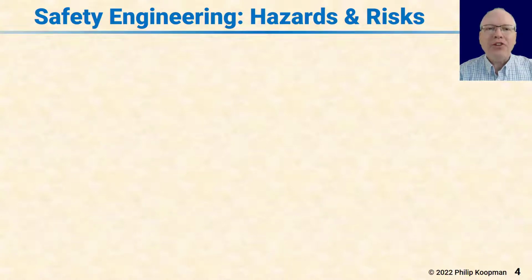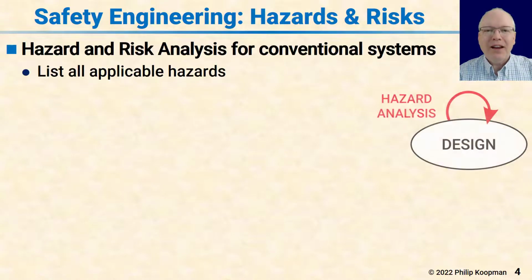Let's start by looking at traditional safety engineering. The heart and soul of safety engineering is looking for hazards and risks and mitigating them. You typically do some sort of hazard and risk analysis for a conventional system. You list all the applicable hazards.